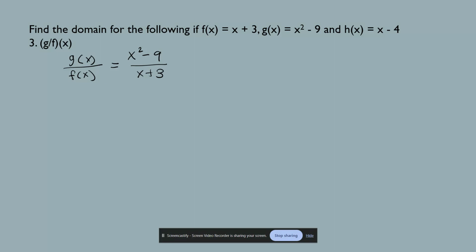I'm going to continue factoring the x squared minus 9. That's the same thing as x plus 3 times x minus 3, and everything over x plus 3. So once again here, I can cancel the x plus 3 and x plus 3, which means I will have the solution of x minus 3. That's the only thing that will remain. So here's my solution. Also for this one, the restriction is that x cannot equal negative 3.